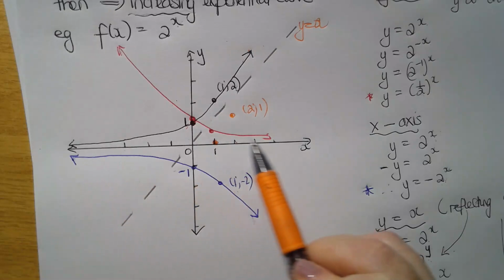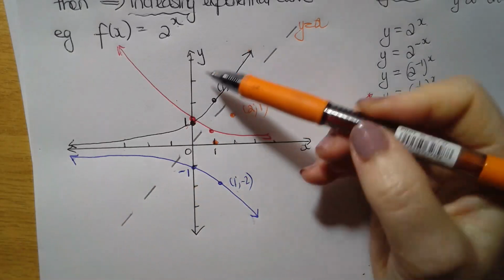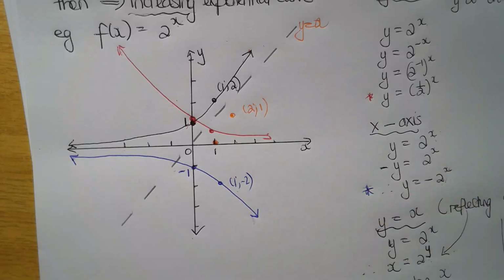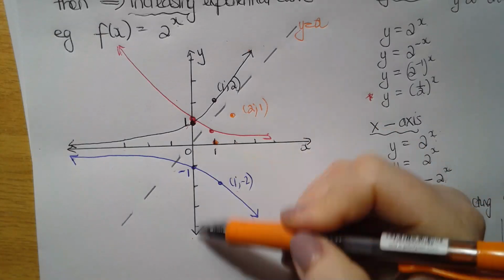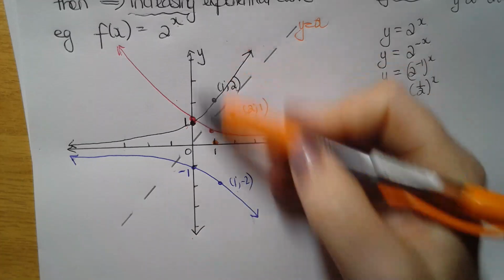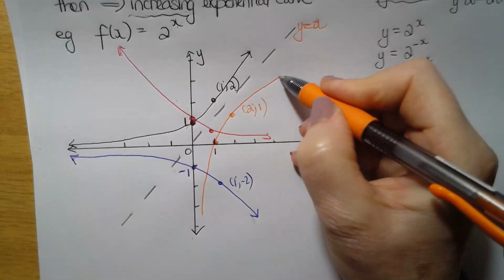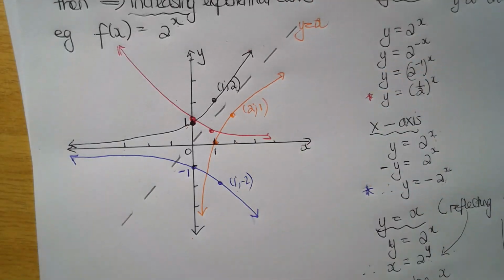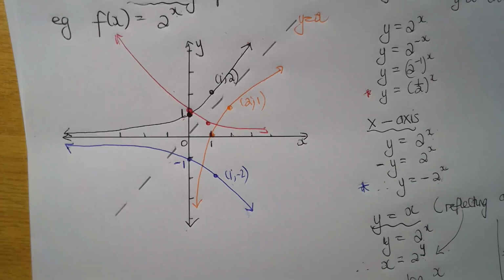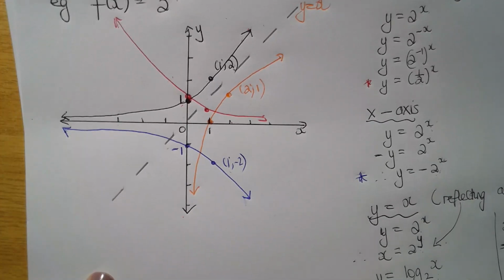The x-axis was an asymptote. So now the y-axis, since we're interchanging x and y, becomes an asymptote. That means the graph is never going to cross the y-axis. And so I'm going to get a curve that looks like that. Now that is your log function, alright?